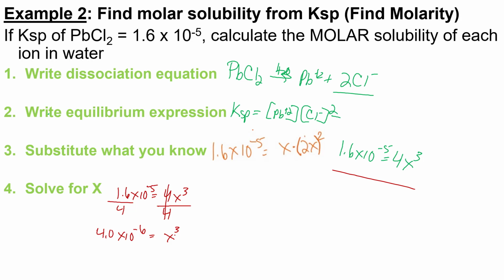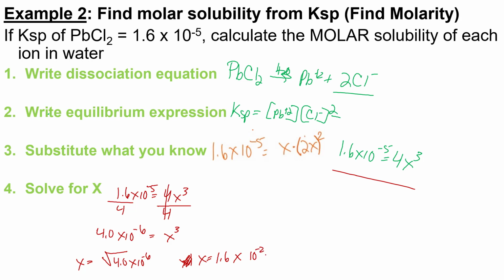So now we have to solve for x. In order to get rid of the cubed, I'm going to take the cube root of both sides. X is going to be equal to the cube root of 4.0 times 10 to the minus 6. And x is going to be equal to 1.6 times 10 to the minus 2.